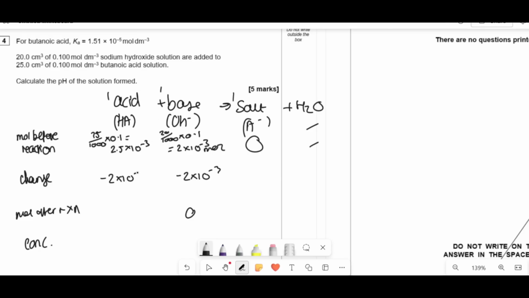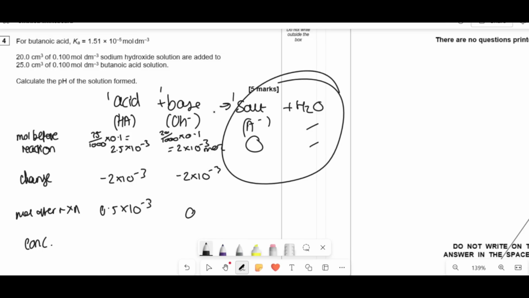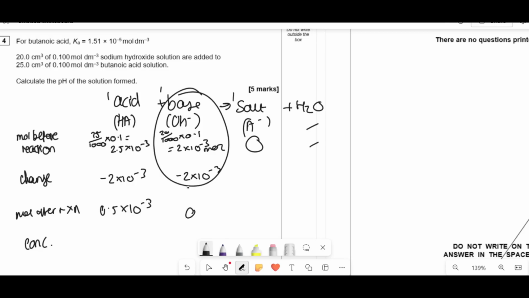So minus 2 times 10 to the minus 3. That leaves you with 0.5 times 10 to the minus 3. If these two went down, those must have gone up. So if this went down by 2 times 10 to the minus 3, this will have gone up by 2 times 10 to the minus 3, because we're in a 1-to-1 ratio. So that means we now have 2 times 10 to the minus 3 of the salt.